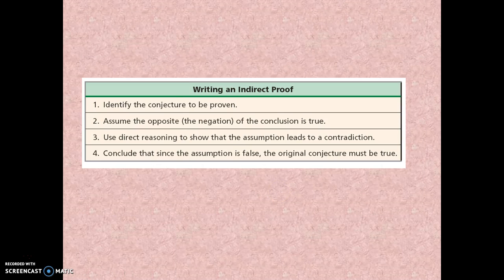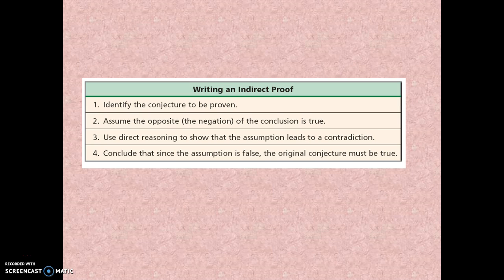So here are the steps for writing an indirect proof. First, identify the conjecture to be proven. Second, assume the opposite or the negation of the conclusion is true. So that's kind of the key part. Number 3, use direct reasoning to show that the assumption leads to a contradiction. And 4, conclude that since the assumption is false, then the original conjecture must be true.